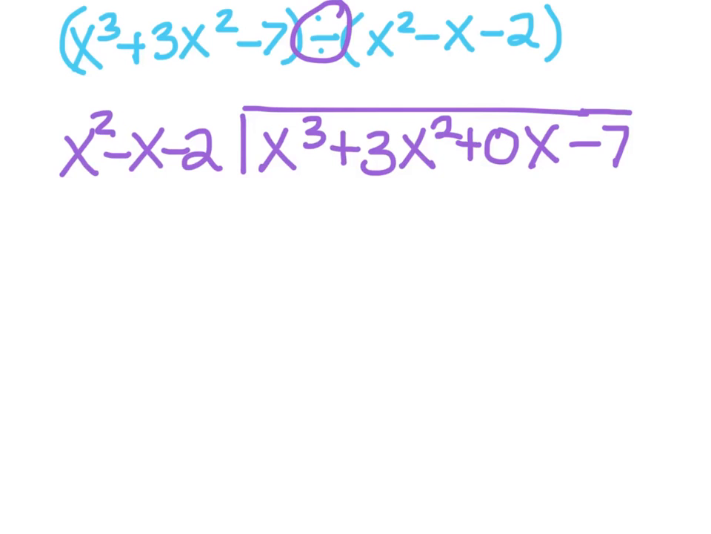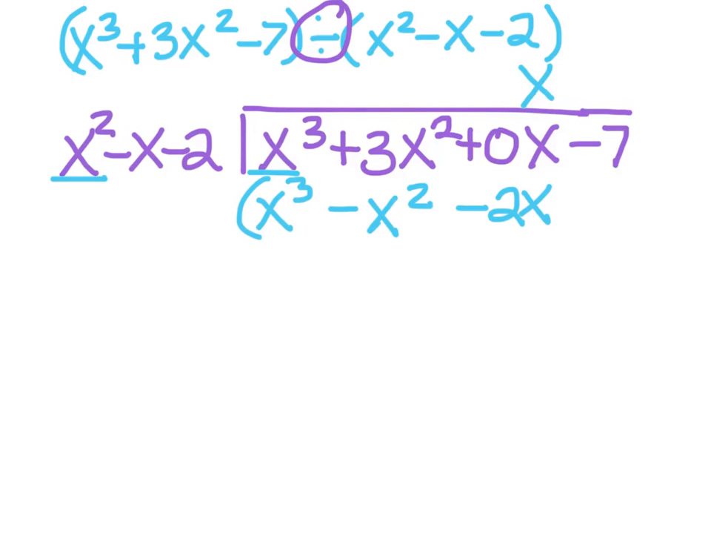So now we can say x squared goes into x cubed x times, and we put it there. See, if we hadn't left that spot, we wouldn't have anywhere to put the x. And we multiply: x times x squared is x cubed. X times negative x is negative x squared. X times negative 2 is negative 2x. And we're going to subtract the entire line.